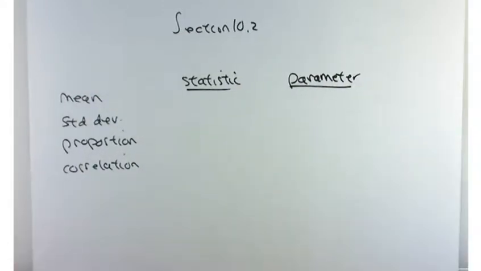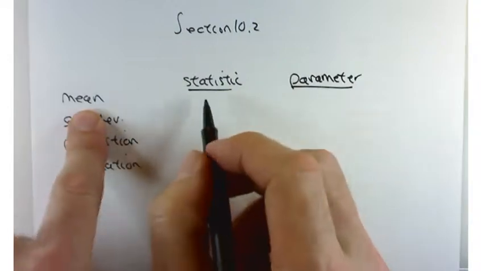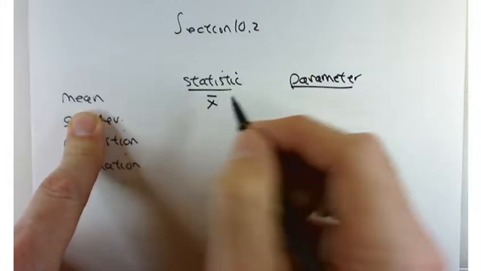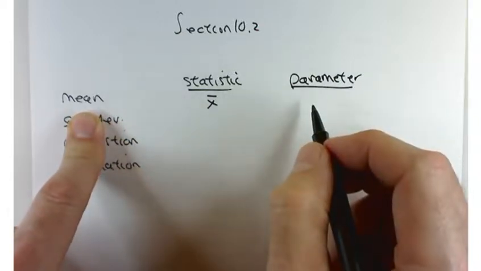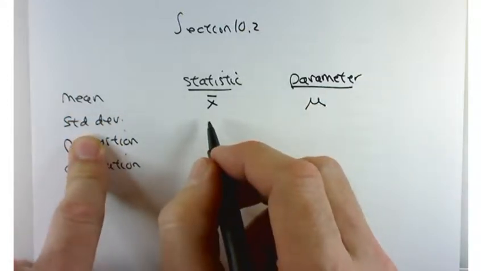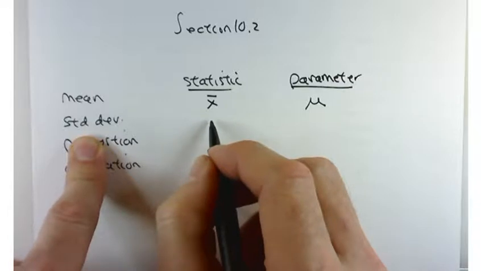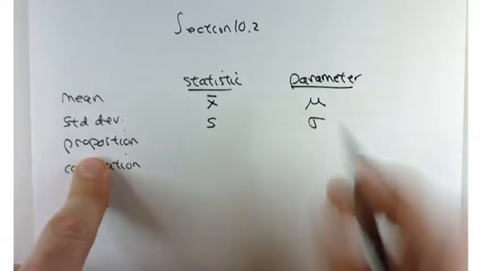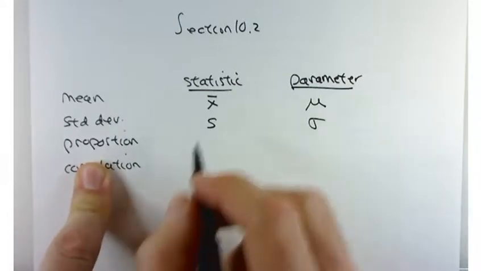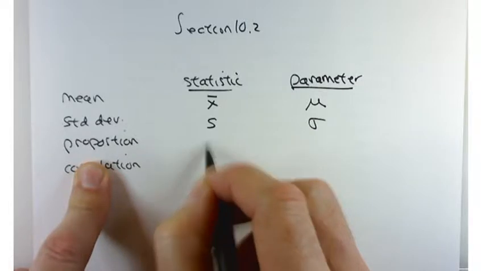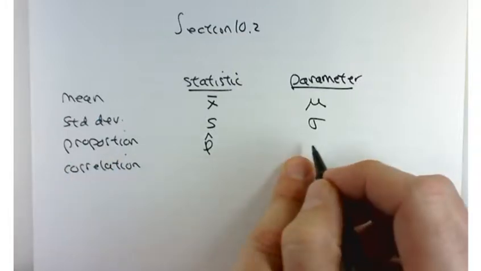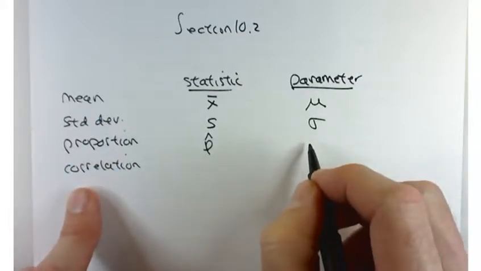So your statistics, well, what's our symbol for the sample mean? X bar. Good. Someone else for the parameter. What's the parameter here? Mu. Thank you. Let's keep going. Standard deviation. S. Sigma. Good. Someone else now. Proportion. What's the sample statistic for proportion? P. Close. P hat. And the parameter for proportion would just be P.